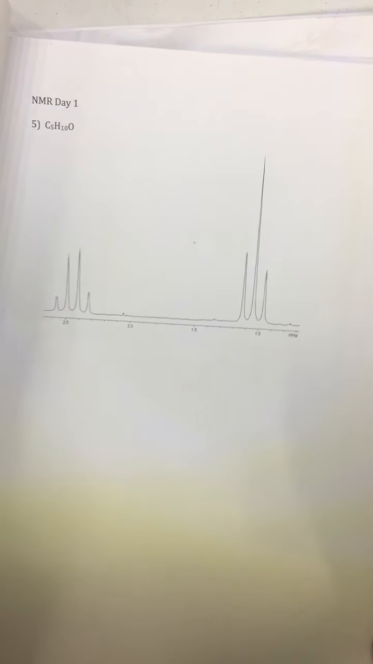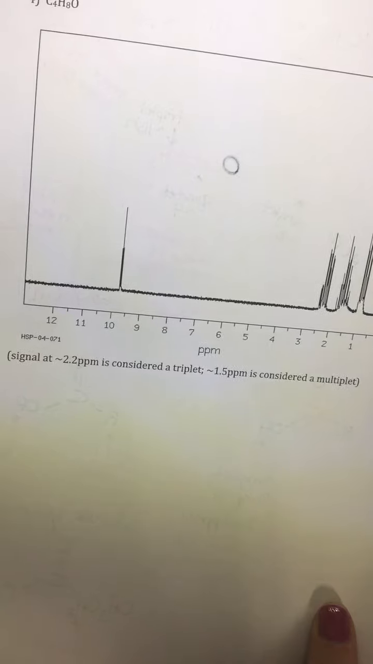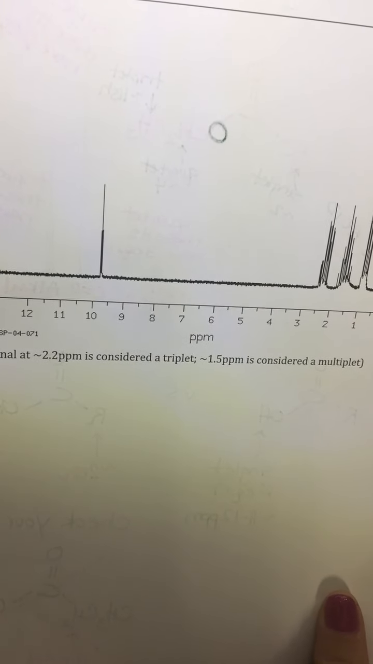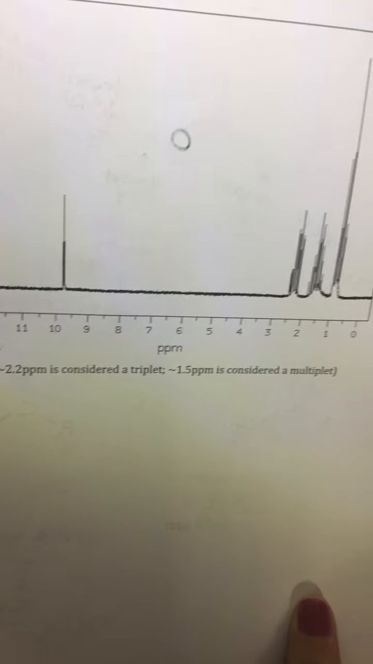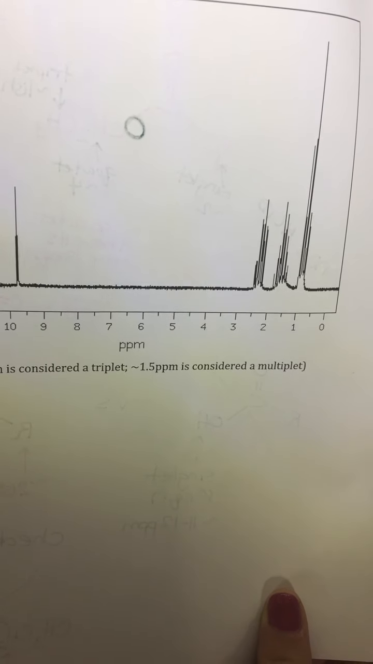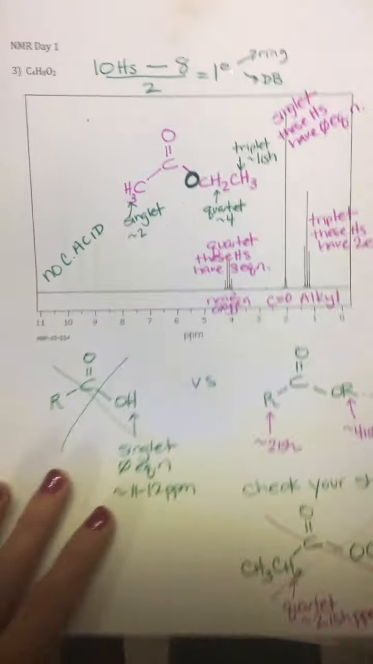I'll probably do a couple more in one more video, but I want you to go ahead and get started finishing these day 1 spectrums. So you've got number 4 here, and again, make sure to read the information that they're giving you at the bottom. If it's hard to read, what is it that they're actually telling you those signals are?